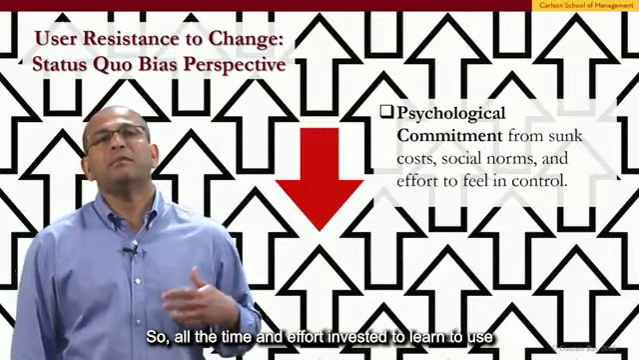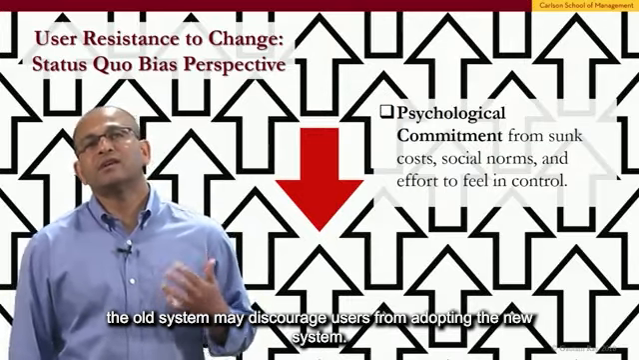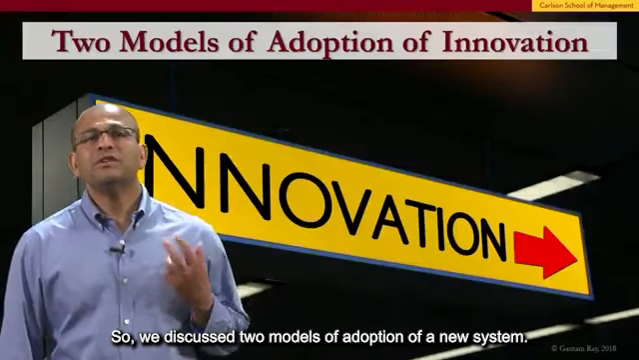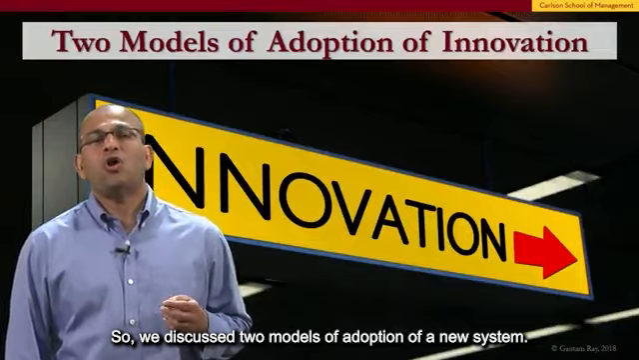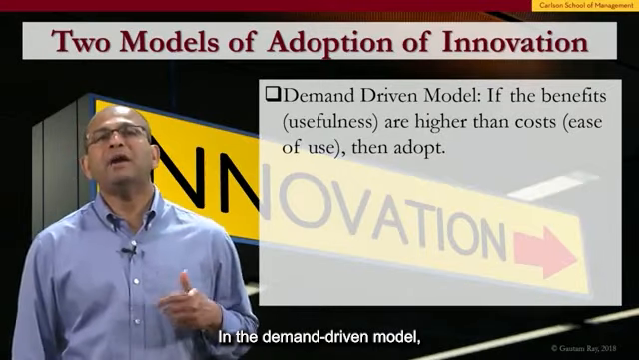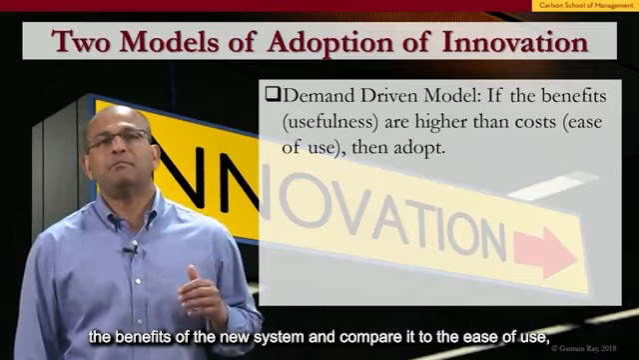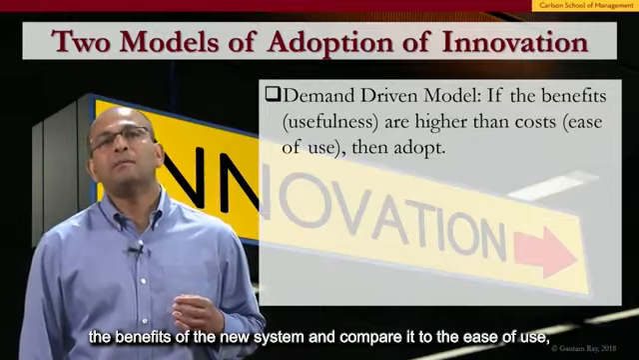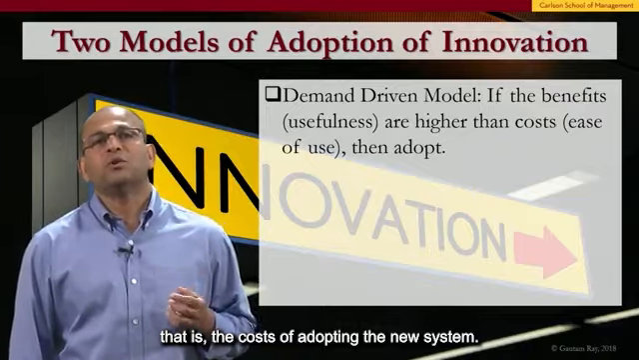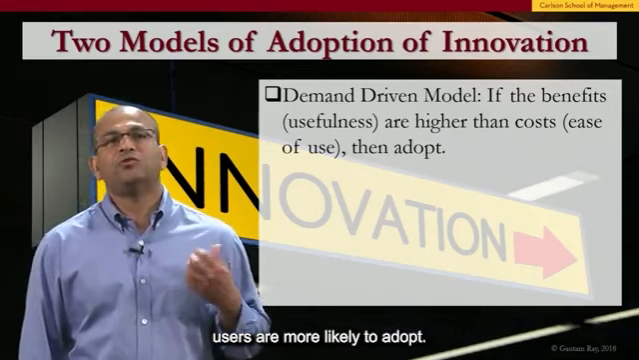So all the time and effort invested to learn to use the old system may discourage users from adopting the new system. So we discussed two models of adoption of a new system. The first model is a demand-driven model. In the demand-driven model, users evaluate the usefulness, that is the benefits of the new system, and compare it to the ease of use, that is the cost of adopting the new system. So if the benefits are greater than the costs, users are more likely to adopt.